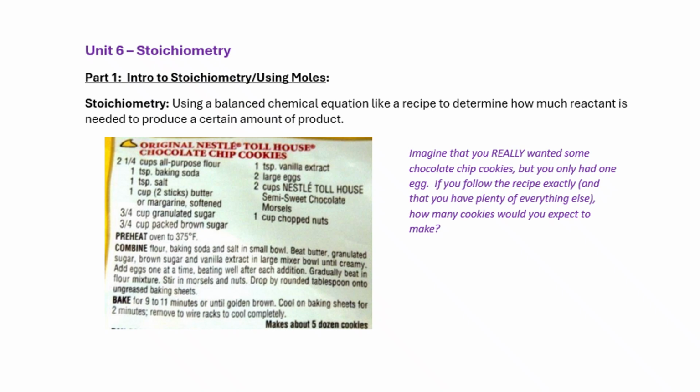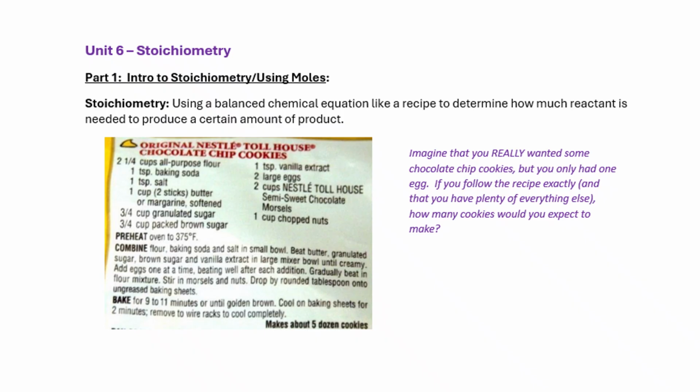All right, so in this unit, which is called stoichiometry, we're going to learn about using a balanced chemical equation, kind of like a recipe, to determine how much reactant we need to produce a certain amount of product. And actually, in the end, that'll be one of the things that you're graded on: how close can you come to making a specified amount of a product from a reaction.